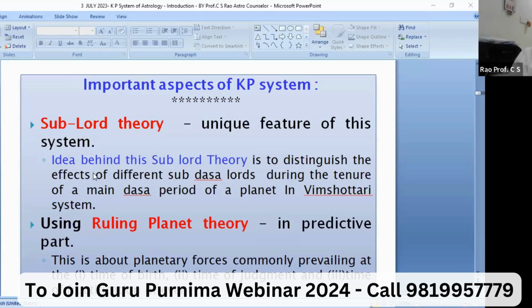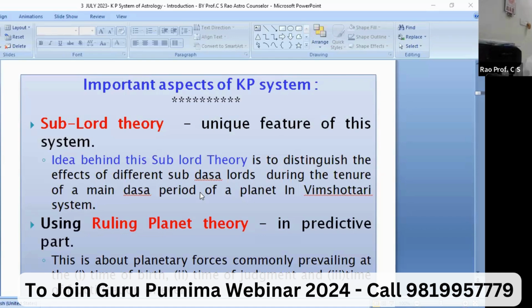Here we should know, as I have already mentioned, the idea behind this sublord theory is to distinguish the effects of the different sublords during the tenure of a main dasha period of a planet in the Vimsotari dasha system. Why had Professor Krishnamurti chosen the sub? Because there is a difference between the activities of the main dasha lord and the sub dasha lord. In the Vimsotari dasha there is a main level, first level, second level, third level, like that up to the 9th level. The first level and the second level may not correlate; they may differ. Why are they differing? That is the point.